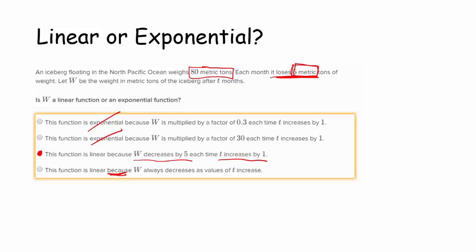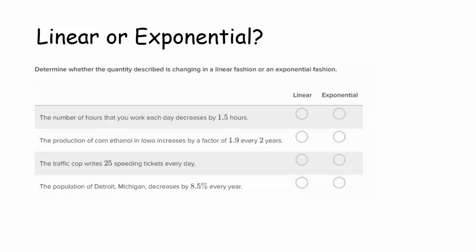You could have a decreasing function that's nonlinear. So the function is linear because as t goes up by 1, as you increase 1 month, the weight goes down by 5 metric tons. It's a constant rate of change. I think we've got one more example here. So now we've got a bunch of choices, and we can choose linear or exponential.